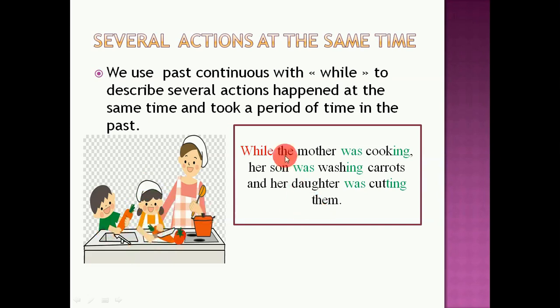Is it clear? So the place of while can be at the beginning of the sentence or in the middle of the sentence. We can say the mother was cooking while her son was washing carrots and her daughter was cutting them. Okay, so the place of while can be at the beginning or in the middle of the sentence.